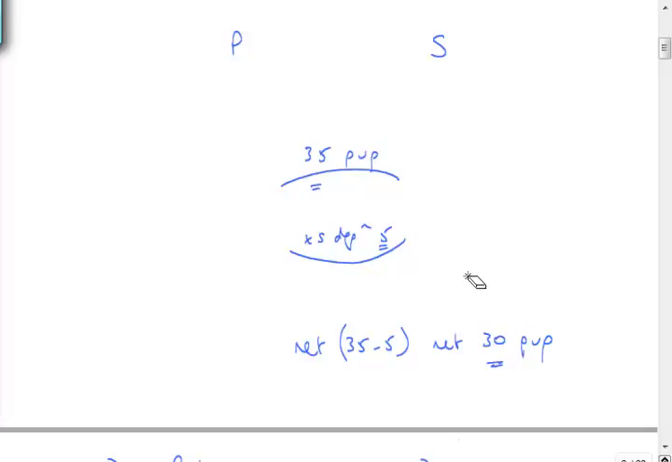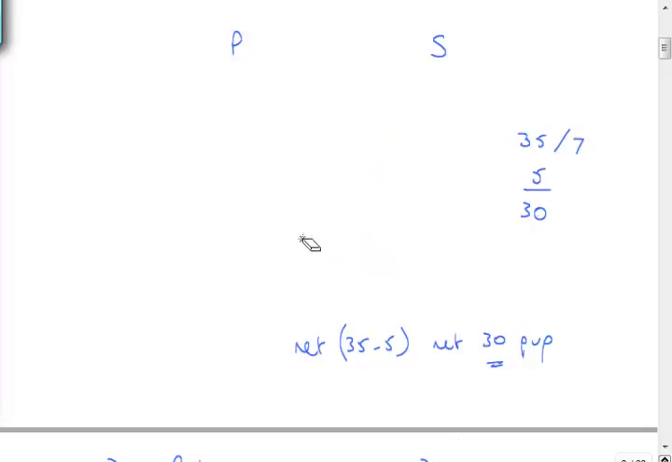Do you know the only thing I need? The only thing I need is this 35 PUP and the remaining useful life of 7. 35 divided by 7 is 5, and that gives me the net PUP of 30. I don't need anything other than PUP on transfer and remaining useful life. And I can work out the rest.